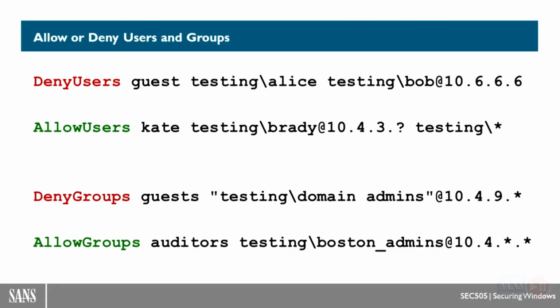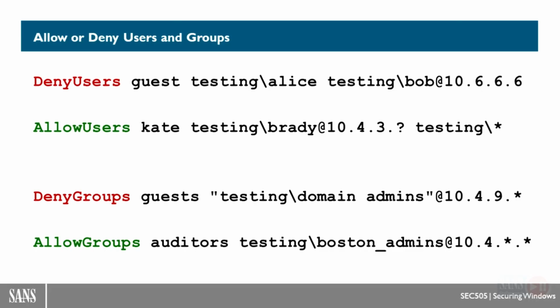If you have all four of these lines in the sshd config file, this is the order in which they are processed, by the way. As soon as there's a match, then the connection is either denied or allowed. So for example, at the very top here, notice that we are denying the guest account. Even if you authenticate successfully as guest, you can't SSH in.